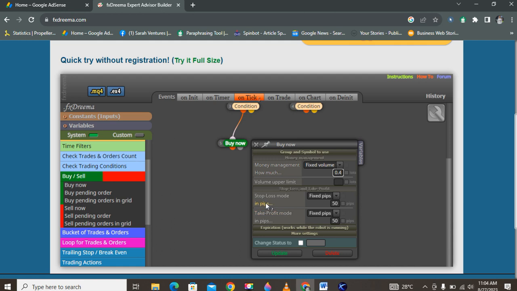Then we need to set our stop loss also. We need to let the robot know how to execute our stop loss. How much stop loss, or how much money would you like to risk for a trade? Let's say it's 20 pips. Once the market goes against us by 20 pips, we want to close the trade and get out of the market. And our take profit will be a 1 to 2 ratio. So if we're risking $20, we should be able to make $40. So let's go for 60 pips. Then we update.